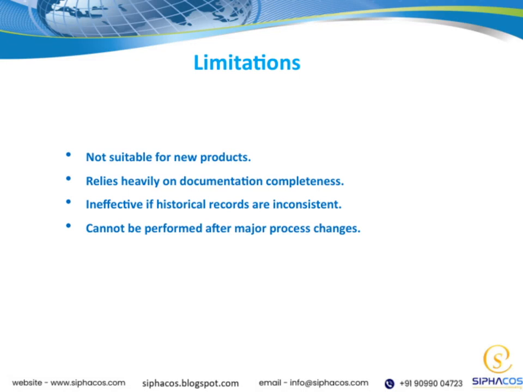Let's take a closer look at some limitations of this approach. First, it's not suitable for new products because there's often not enough historical data to rely on. It also depends heavily on the completeness of documentation. If the records are missing or incomplete, the process becomes less effective. Additionally, if there are inconsistencies in historical records, this method won't give us reliable results. Finally, it cannot be performed after major process changes, since the records may no longer accurately reflect the current state. Understanding these limitations helps us recognize when this approach is appropriate and when we might need to consider alternative methods.